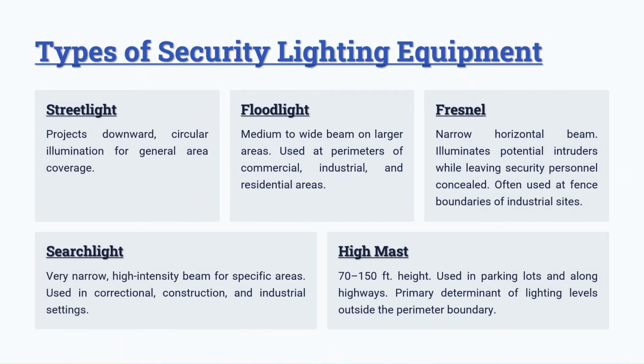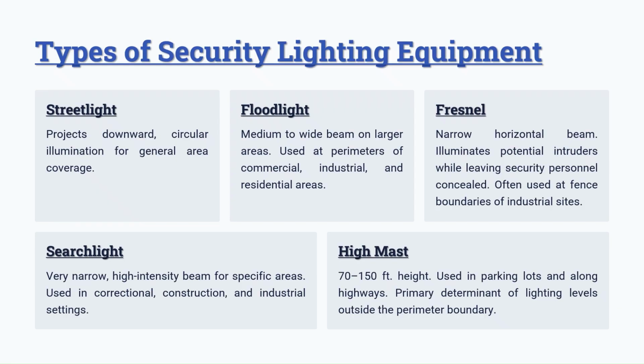There are several types of lighting equipment used in security applications, each serving a specific purpose. Streetlights provide general area illumination with wide coverage. Floodlights are used for larger areas, such as perimeters and open spaces. Fresnel lights produce narrow, focused beams, useful for highlighting specific zones or detecting movement.